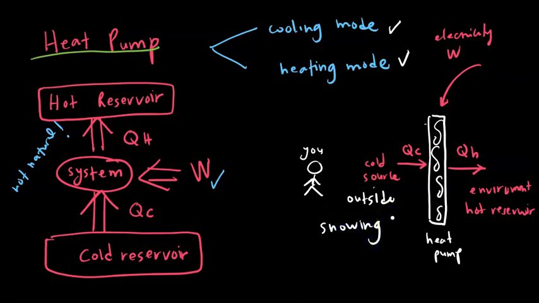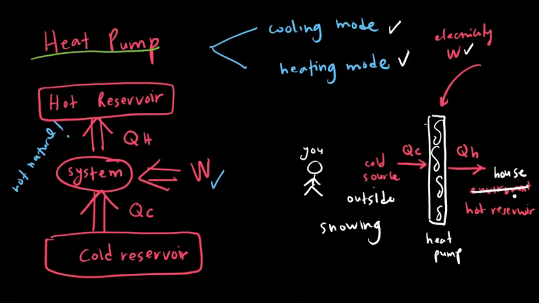Okay, so outside it's snowing, so this is your cold source. So QC is absorbed by the heat pump. You pay the electricity to run this heat pump or this heater, and this is your work that you supply to the heat pump. And the heat pump expels QH to your house or your hot reservoir, because obviously your house is going to be warmer than the outside environment where it is snowing.